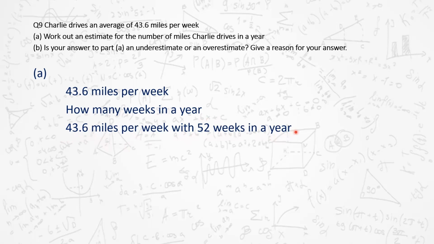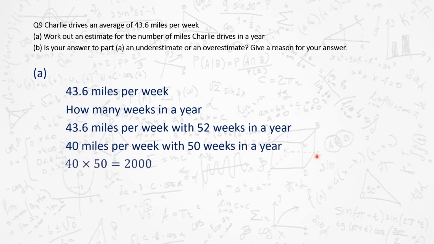Then we can do our estimation similarly to what we did previously. So 43.6 could be rounded down to 40, and 52 weeks also rounded down to 50 weeks. So to work out the total mileage, we have 40 miles per week, 50 weeks, so it's 40 times 50, which gives us 2,000 miles. Then part B, is your answer an underestimate or an overestimate?